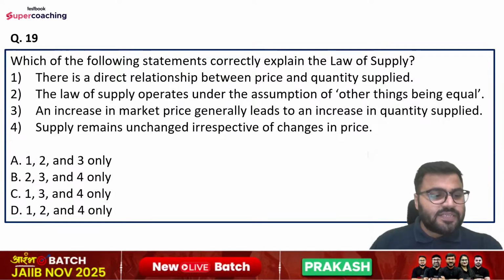Question number 19, which of the following statements correctly explain the law of supply? There is a direct relationship between price and the quantity supplied. The law of supply operates under the assumption of other things being equal. An increase in market price generally leads to an increase in quantity supplied, or supply remains unchanged irrespective of changes in price. Options are first, second, and third only, second, third, and fourth only, first, third, and fourth only, or first, second, and fourth only.